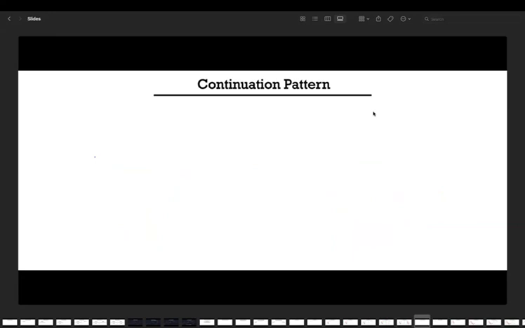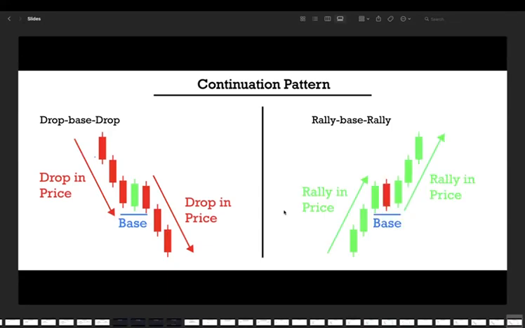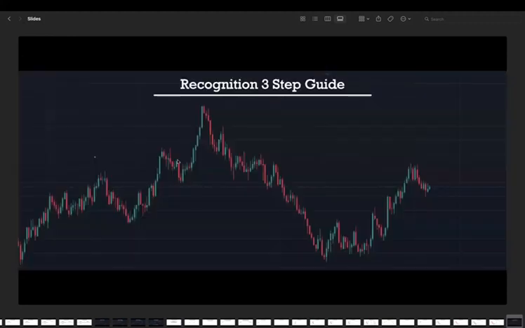And also we have continuation patterns, and for continuation we also have two variants, bullish and bearish. Here is the bearish version. It's a drop, base, drop. So there's a drop after the base formation. Instead of the rally, we have another drop. So it's a bearish continuation. It's continuing the downtrend, okay? Then the rally base rally. So there is the rally, base formation, and instead of a drop, we have another rally which continues the prevailing uptrend.